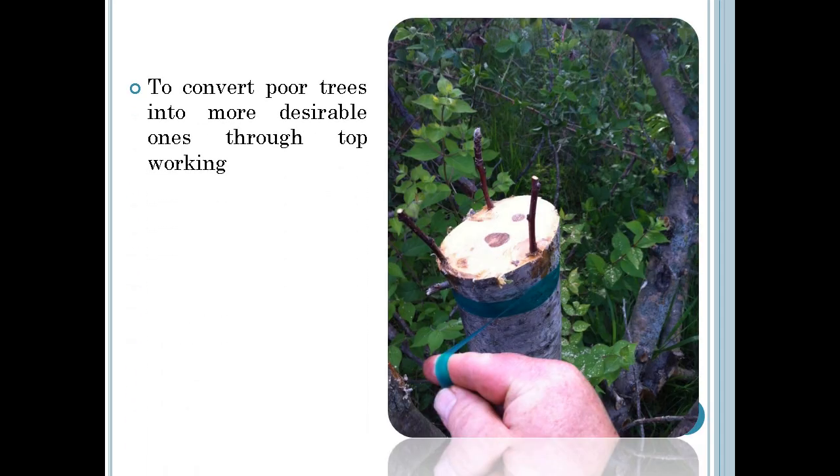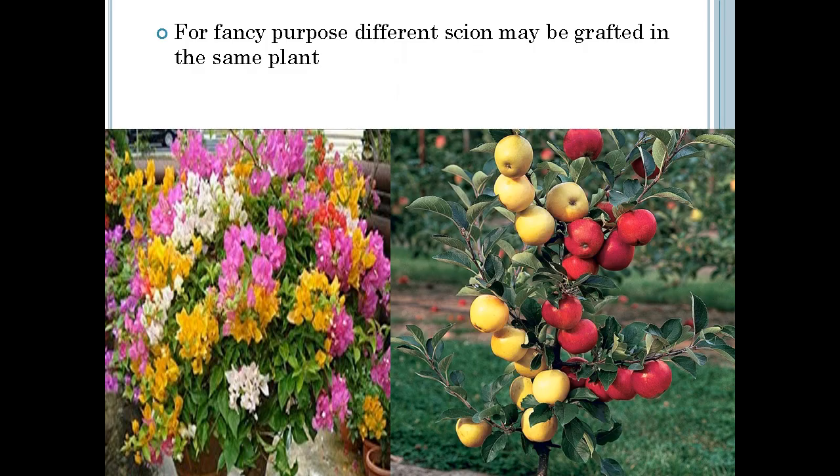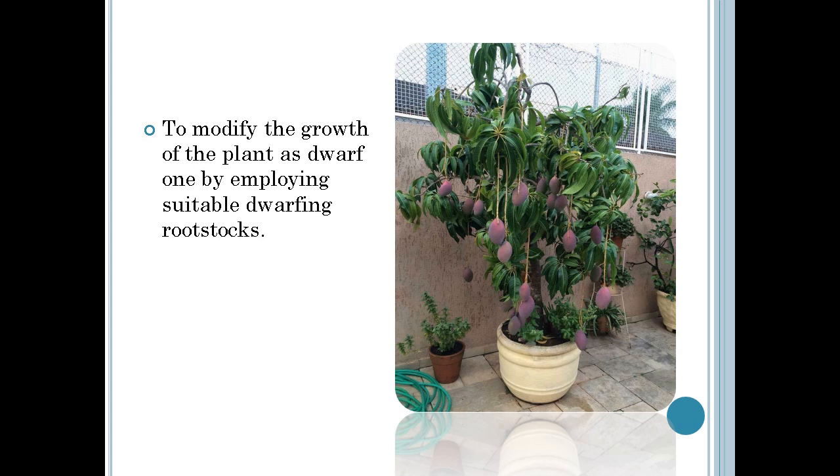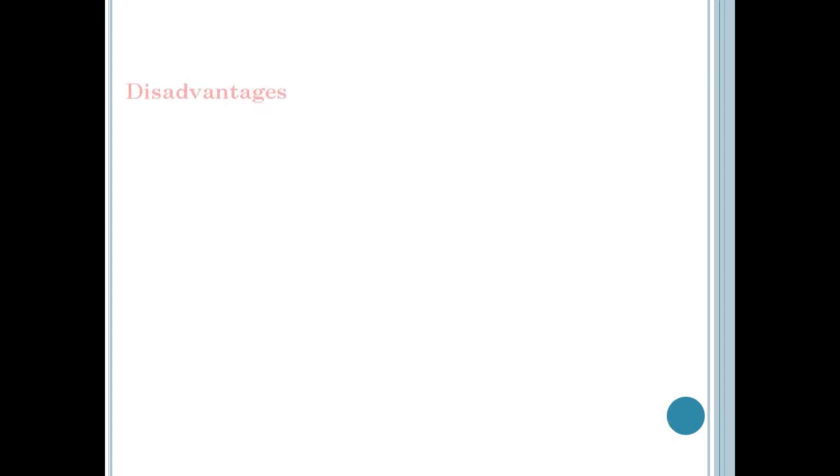To convert poor trees into more desirable ones through top working. For fancy purposes, different scions may be grafted into the same plant. To modify the growth of the plant as dwarf, by employing suitable dwarfing rootstocks.